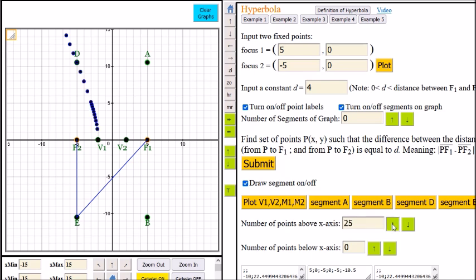So all of these points: this point, the distance from here to here and the distance from here to here, the difference is 4. This point, the distance from this point to F1 and then the distance from this point to F2, the difference will be 4.